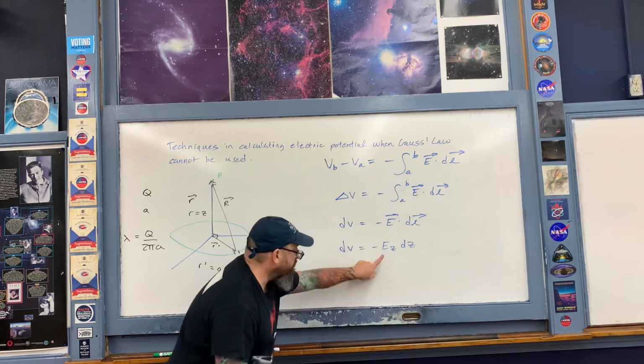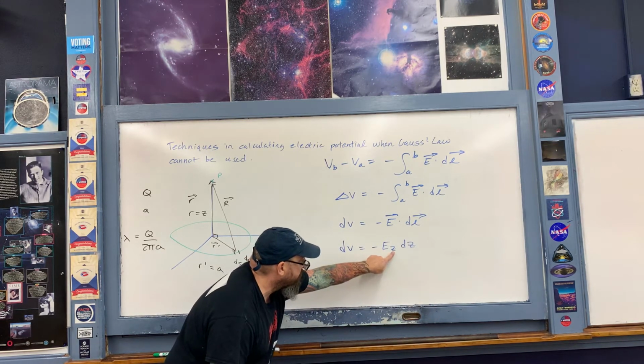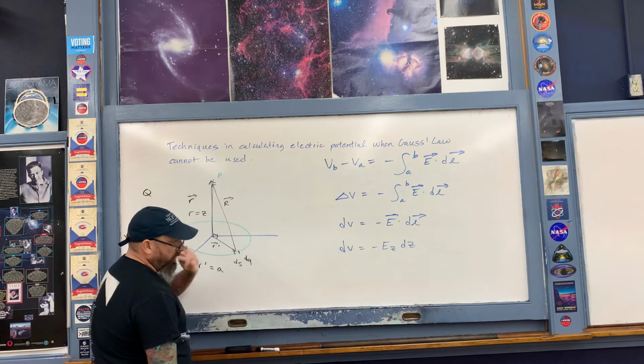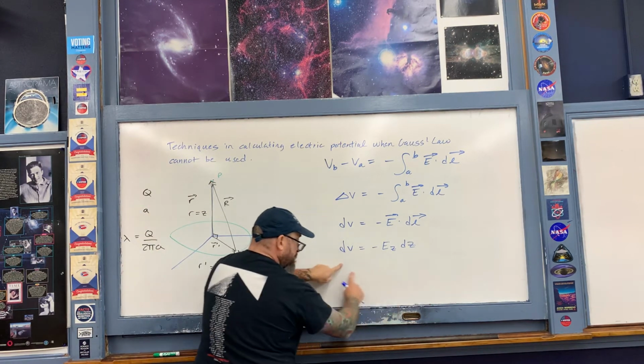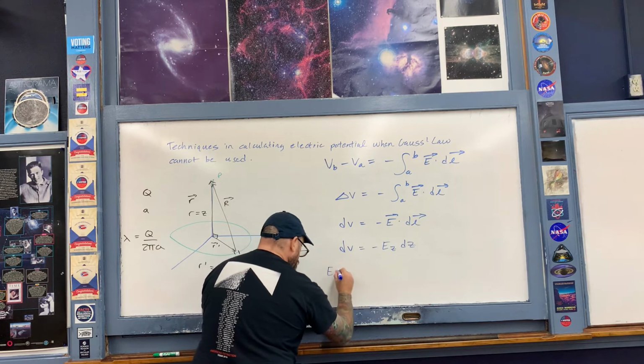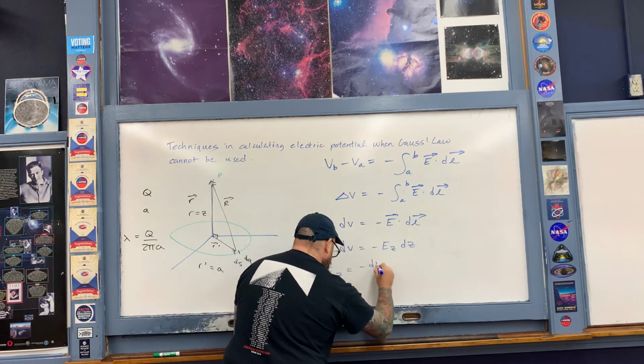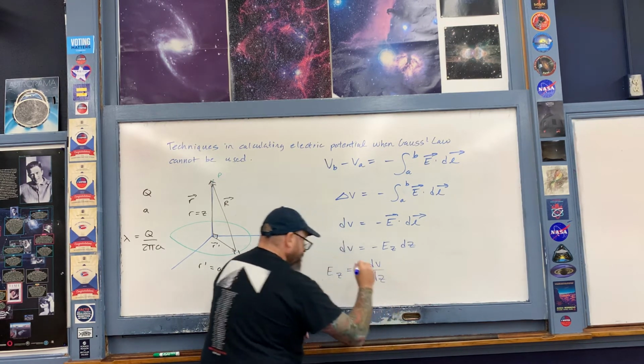Like so, where we're specifically describing the electric field in the z direction here at point P. So now let me go ahead and take the negative sign in the dz and move it to the other side and solve for the electric field. And that then gives us the following.